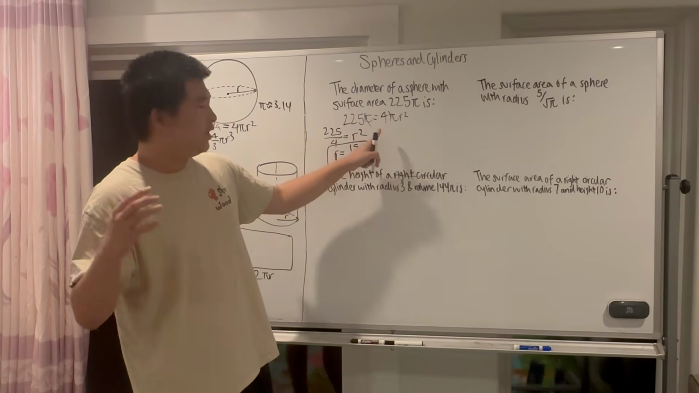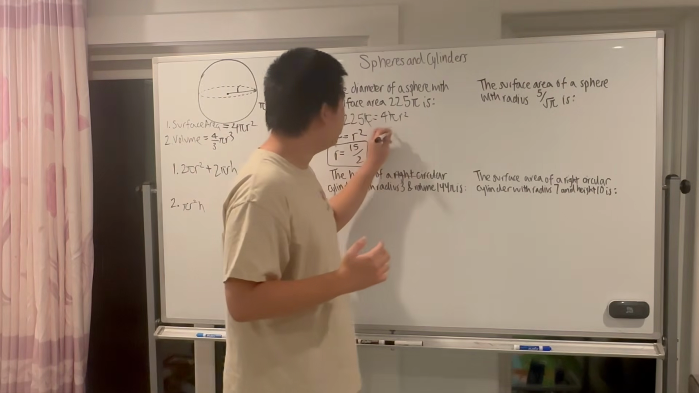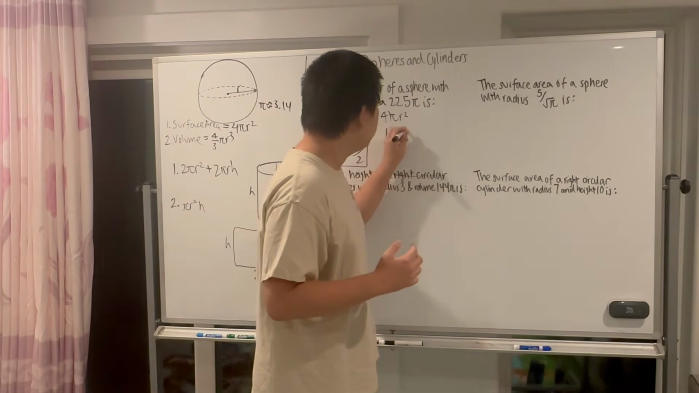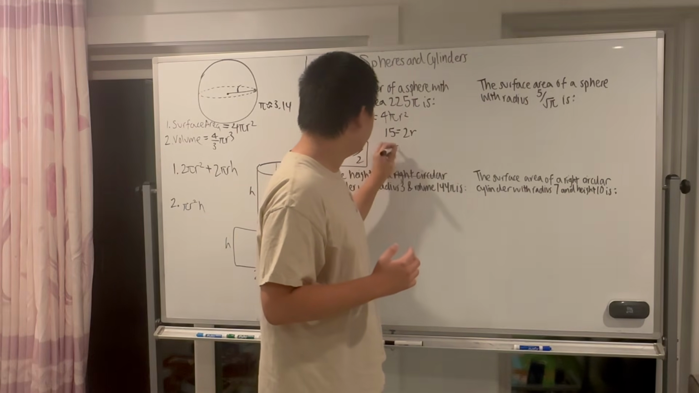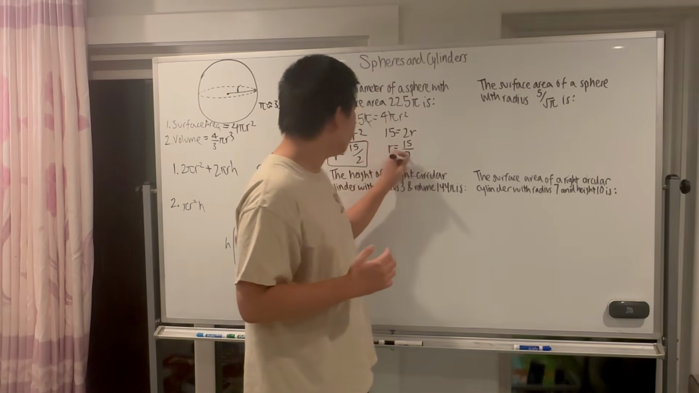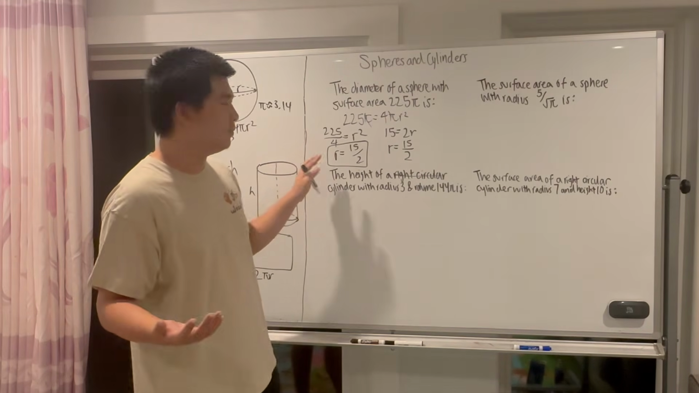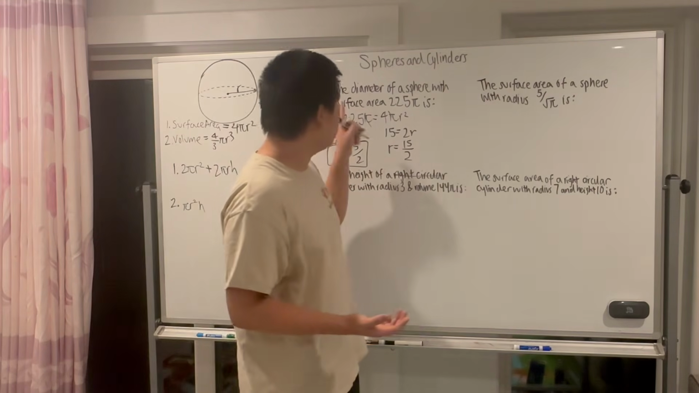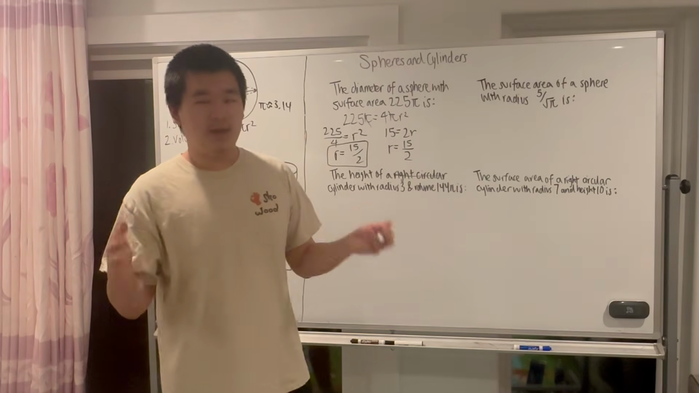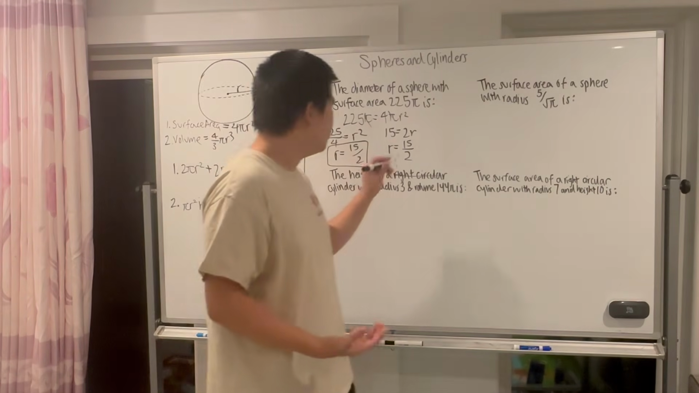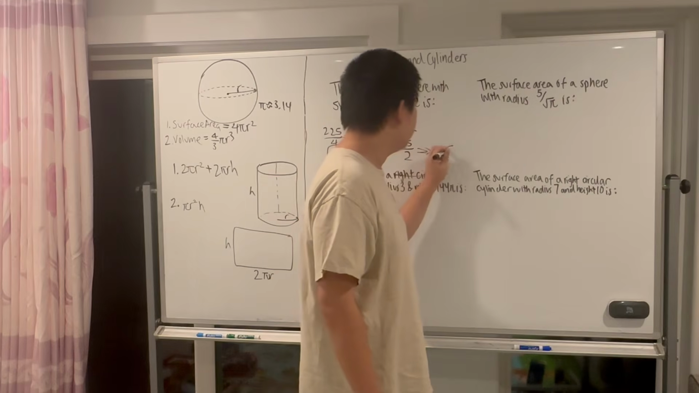If we take the square root of both sides first, we get 15 equals 2r, and we get r equals 15 over 2, just like that. But once again, we're not solving for r, so don't box this. We're not solving for r, we're solving for d. And so diameter equals 2 times the radius. 2 times 15 over 2 is 15.